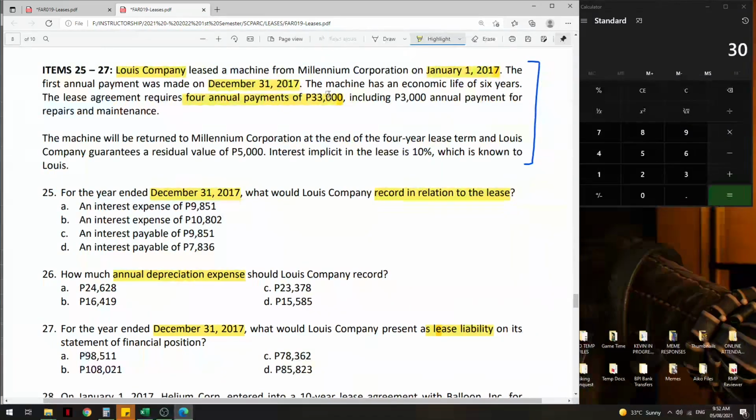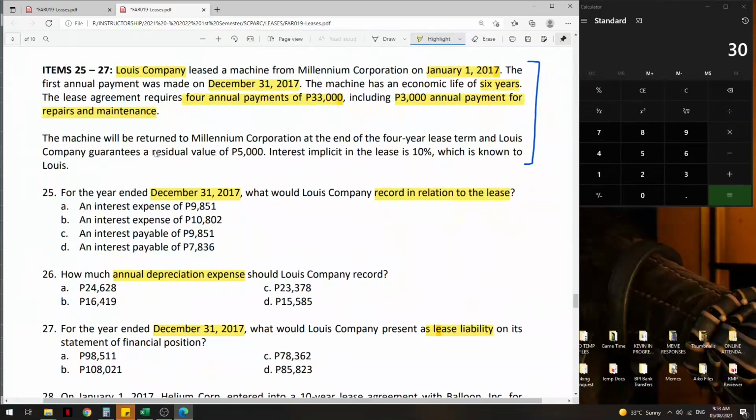But there's a catch. The 33,000 includes 3,000 annual payment for repairs and maintenance. Okay, itong 3,000 na to guys, that is what we call executory costs. And that is not part of your lease payments. It is not part of your lease liability. Tatanggalin natin yan mamaya. The machine will be returned to Millennium Corporation at the end of the 4-year lease term. Okay, the machine reverts to the lessor, which means that we need to ascertain kung ano ang depreciation natin na gagamitin. Is it 6 years or 4 years? Well, shorter of the two is 4 years. So, 4 years po ang depreciation ng machine natin because it will be returned to Millennium.